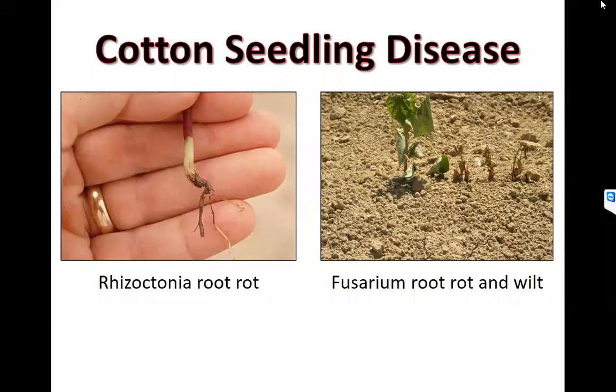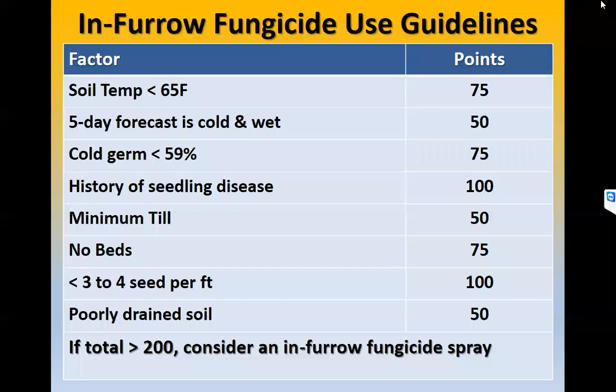And really the only way to identify or distinguish between these two, or perhaps some of the other root rotters in seedlings like Phalabiopsis, would be to have samples sent to the plant diagnostic lab, and we would have to look at them and see which fungus is present and which one is not. Most or all cotton seed that's planted by farmers is treated with a fungicide.